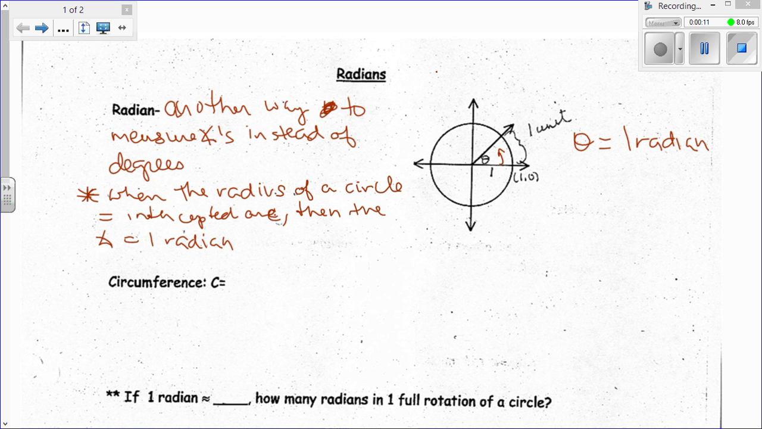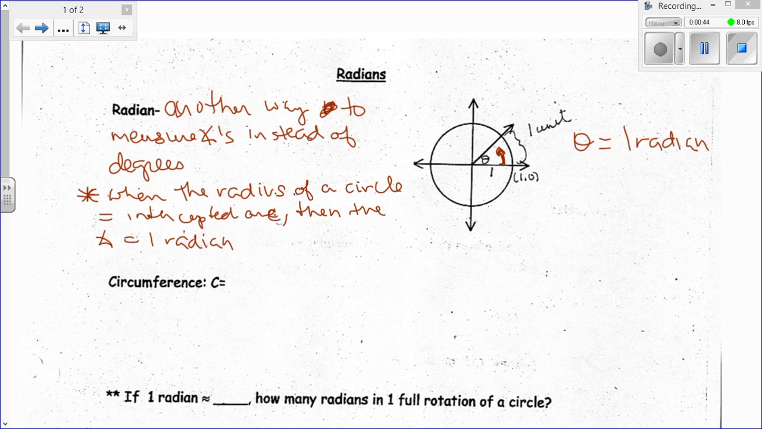Today we're going to start by talking about radians. A radian is another way to measure angles instead of degrees. When the radius of a circle is equal to the intercepted arc, then the angle is equal to 1 radian. So in this picture, theta is my angle measurement. If my intercepted arc is equal to 1 unit, and my radius of my circle is equal to 1 unit, then theta is equal to 1 radian.